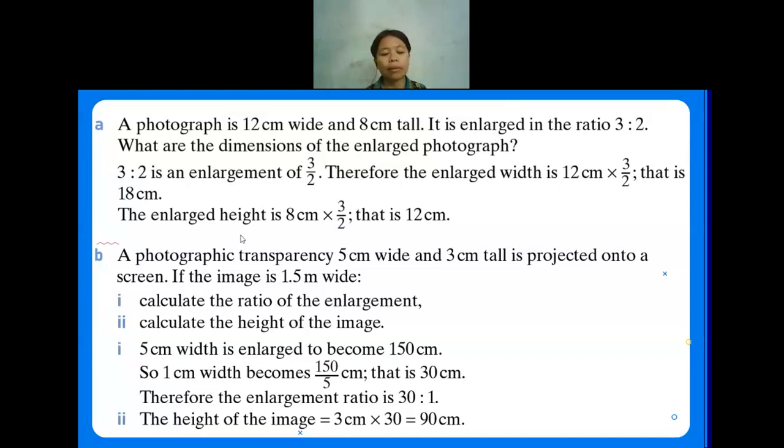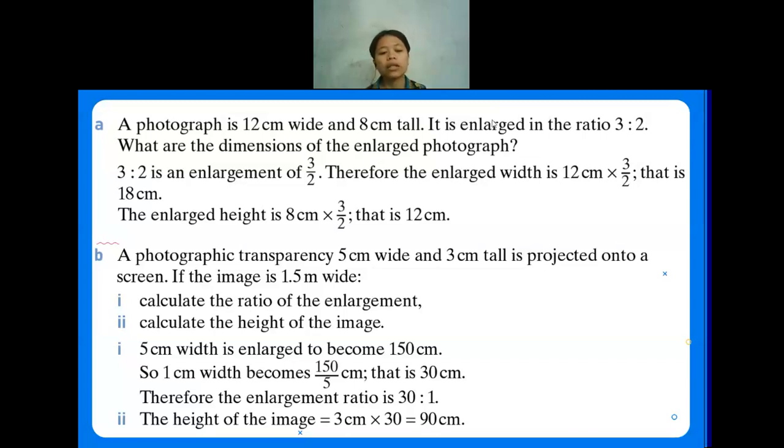For example B, there is a photographic transparency 5 centimeters wide and 3 centimeters tall. It's projected onto a screen. Then the new image becomes 1.5 meters. We are going to find the ratio for the enlargement. Before finding the ratio, we have to check whether all of the values given are already in the same unit.